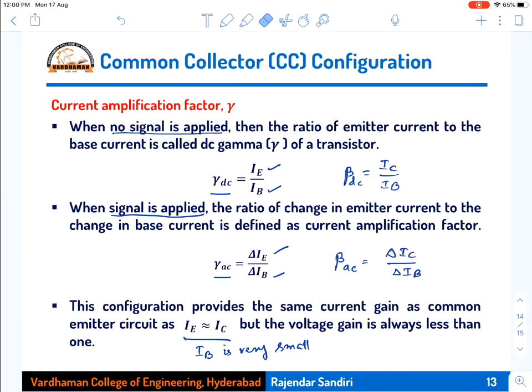Now what happens here, beta and gamma are almost the same, IC and IE are almost the same. That means the configuration provides the same current gain as the common emitter circuit, but the voltage gain is less than 1. Okay, voltage gain is different, but current gain is almost the same because IC is approximately the same as IE. So this is the definition of gamma DC, gamma AC.